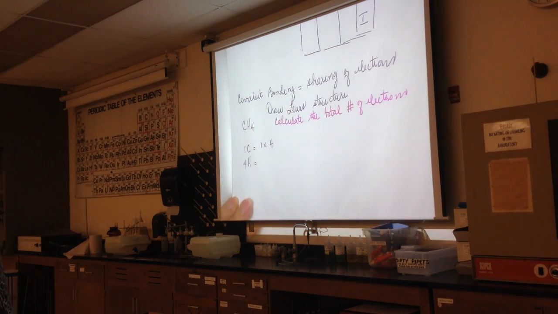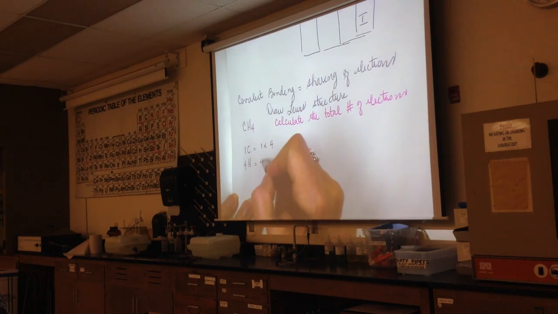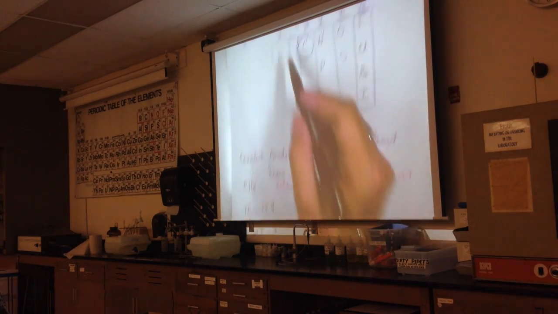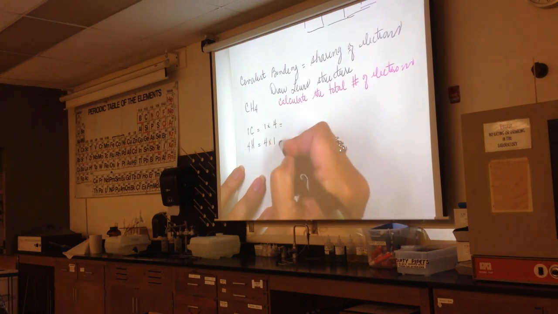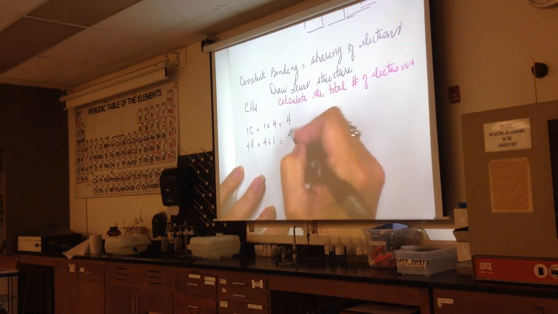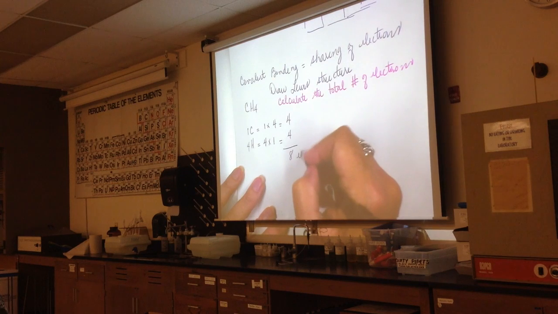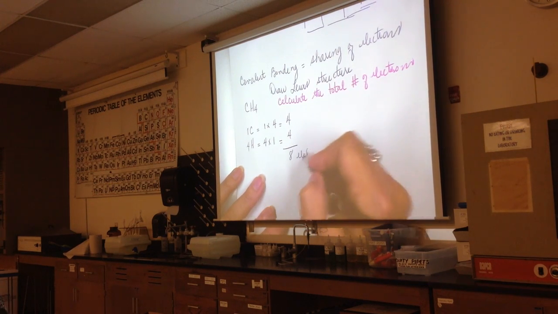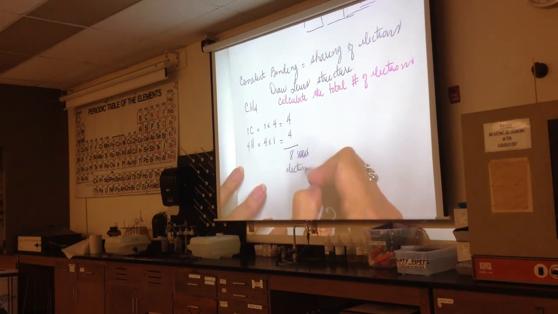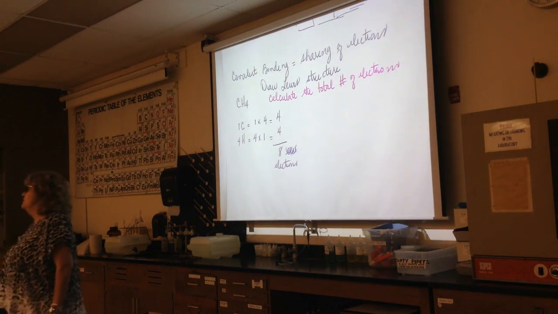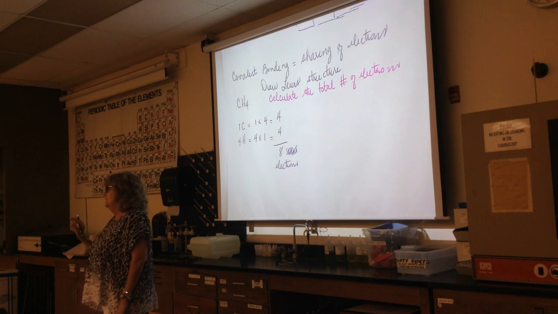I'm in group 4. I have 4 hydrogens and hydrogen is in group 1. So that takes care of 4. So there are 4 and 4. There's a total of 8 electrons.